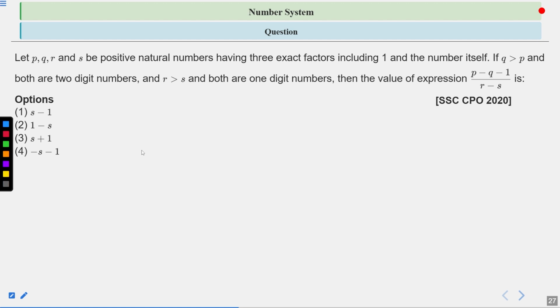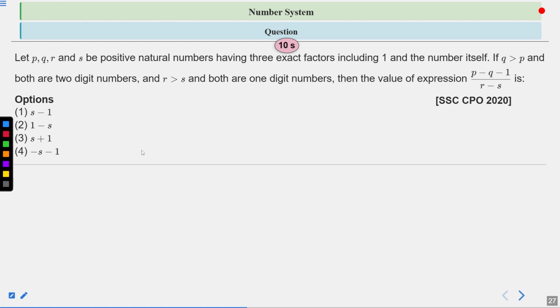Let P, Q, R and S be positive natural numbers having 3 exact factors including 1 and the number itself. If Q is greater than P and both are 2-digit numbers, and R is greater than S and both are 1-digit numbers, then the value of the expression P minus Q plus 1 upon R minus S is. This question was asked in the SSC CPO exam in 2020. So there are 4 options. First one is S minus 1, second is 1 minus S, third one is S plus 1, and fourth one is minus S minus 1.